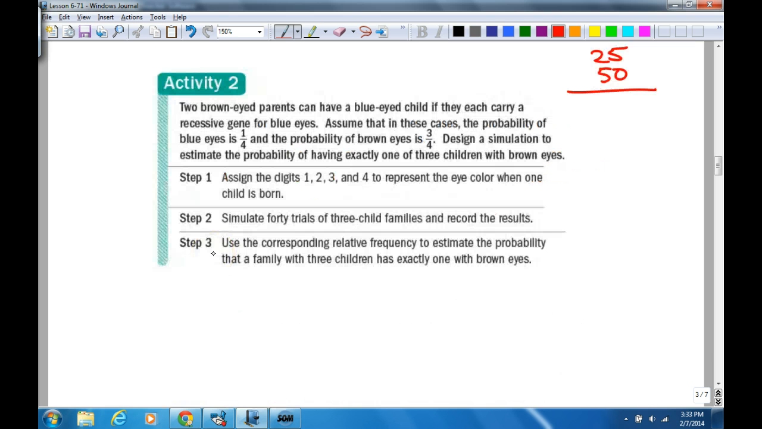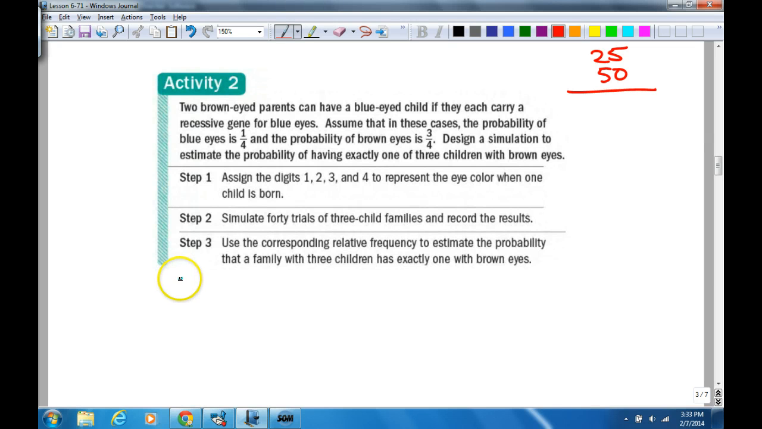On this last activity, we're looking at 2 brown-eyed parents that have a blue-eyed child if they each carry the recessive gene for blue eyes, assuming that in these cases the probability of blue eyes is 1/4 and the probability of brown eyes is 3/4. Design a simulation to estimate the probability of having exactly 1 in 3 with brown eyes.